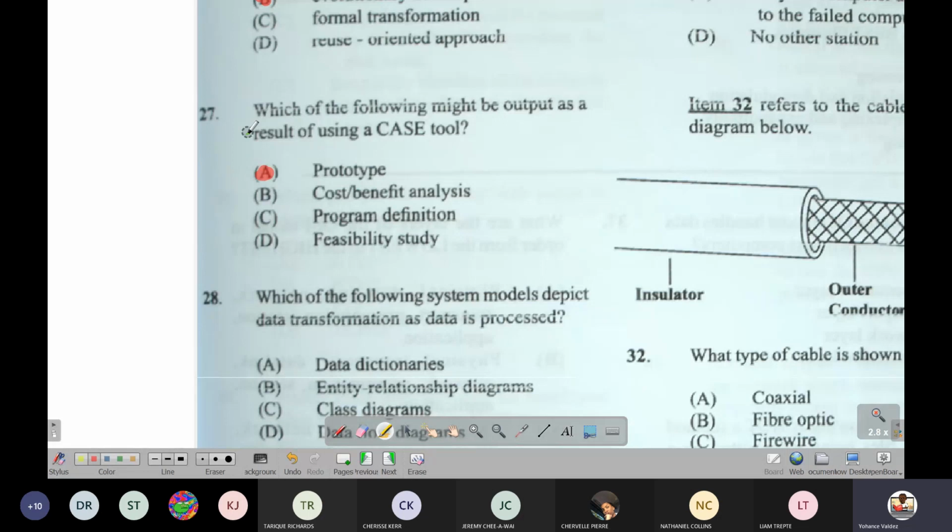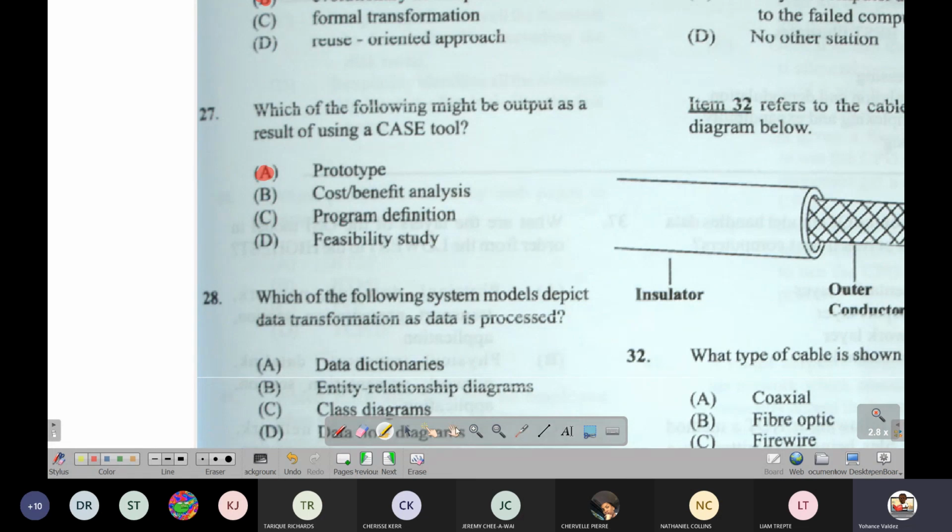A prototype is going to be a piece of software. The cost benefit analysis, you might put that in, but is that really part of the software engineering? It might be part of the software analysis, but you have to engineer the prototype.